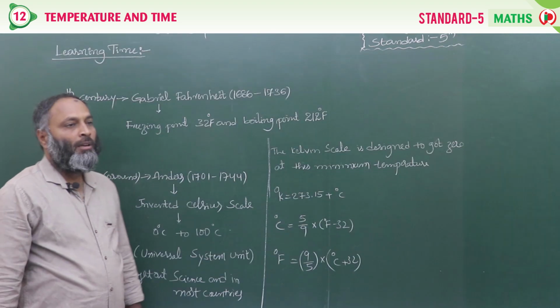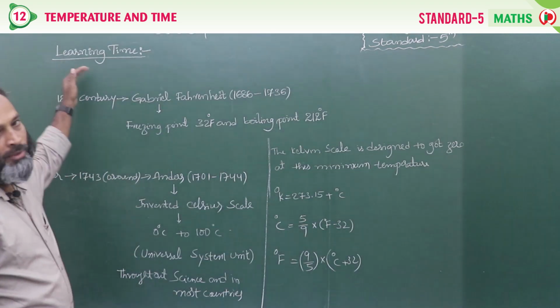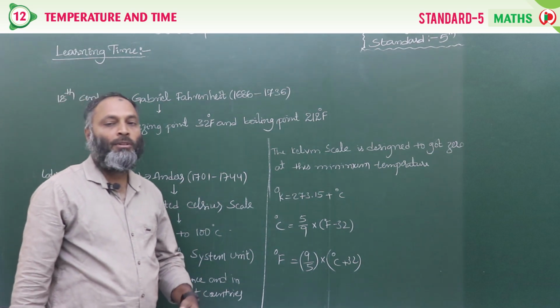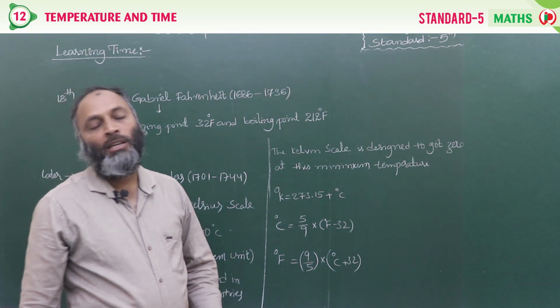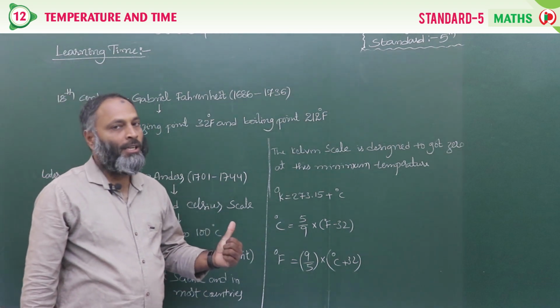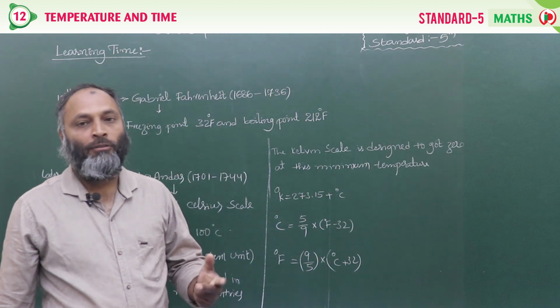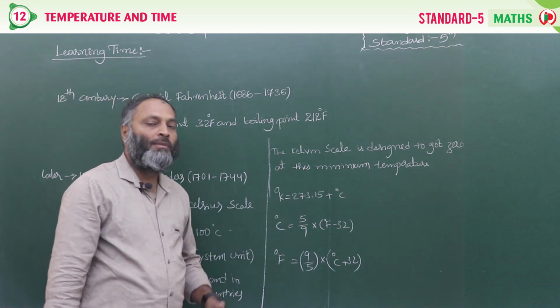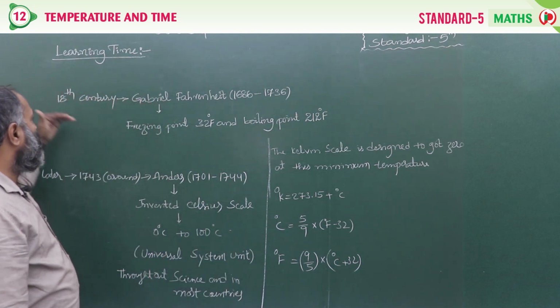Now, students, see here in the learning time. What has he given? He has given the history, and also the relation of the three scales. That is, degree Kelvin, degree Celsius and degree Fahrenheit. So, about the history of the temperature, see here.